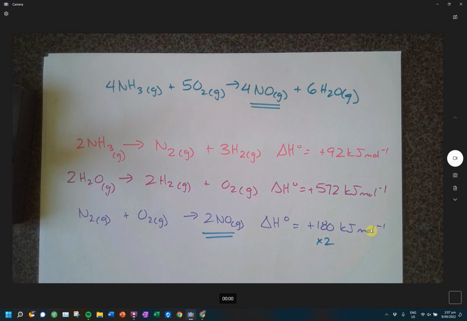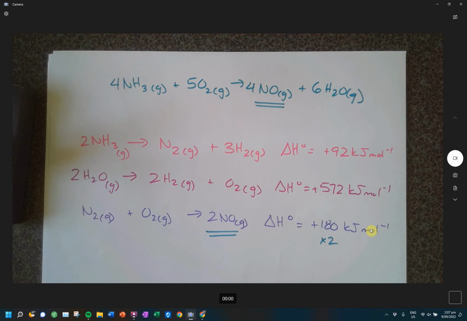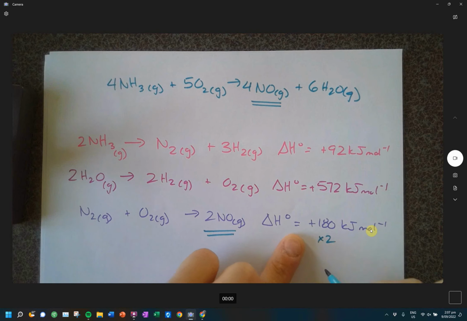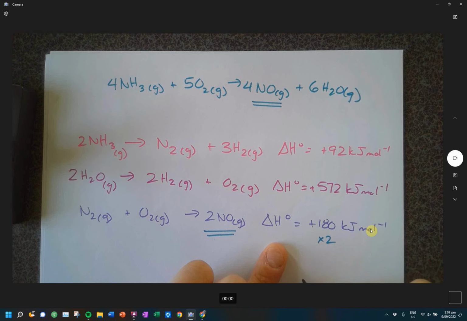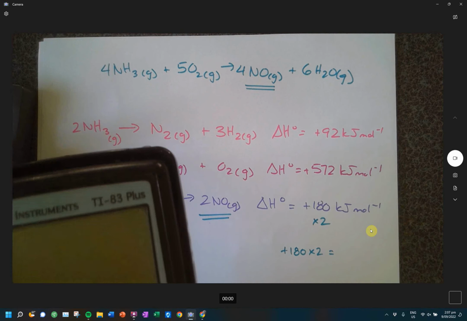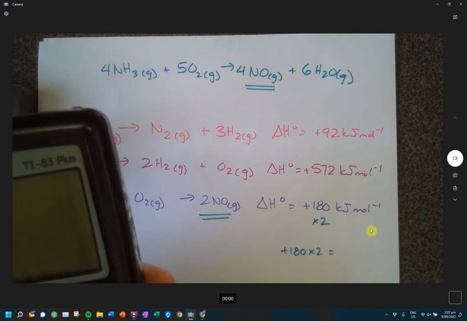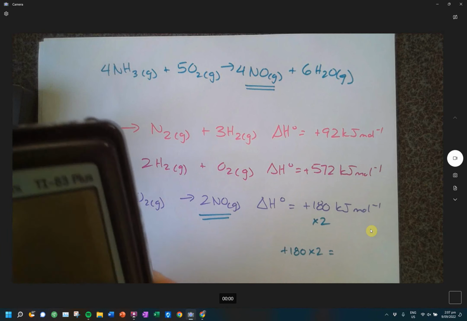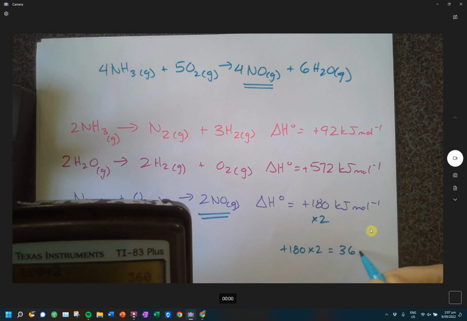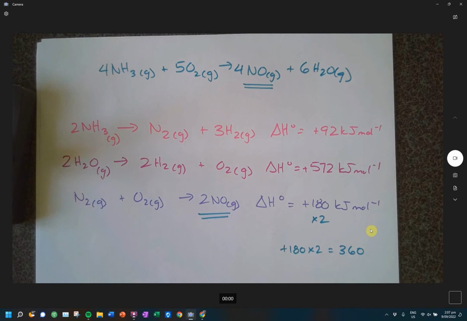You don't need to write out the whole equation and do all the canceling. If you're trying to save yourself some time, you can just go with your gut and just show that you're doing that multiplication. So if I was being lazy, I would just go, okay, so it's positive 180 times 2. So that's 360.